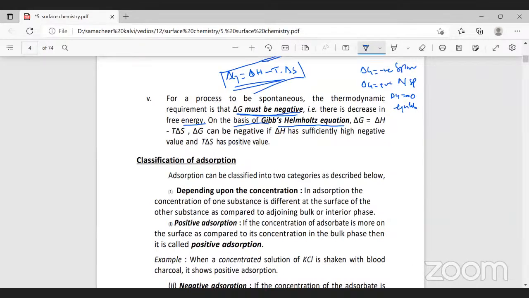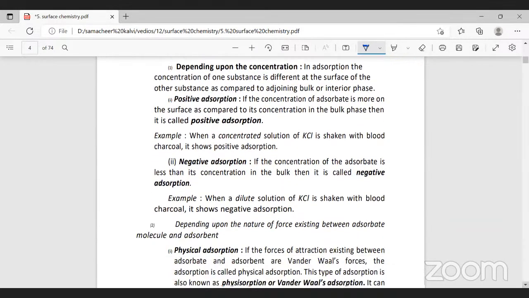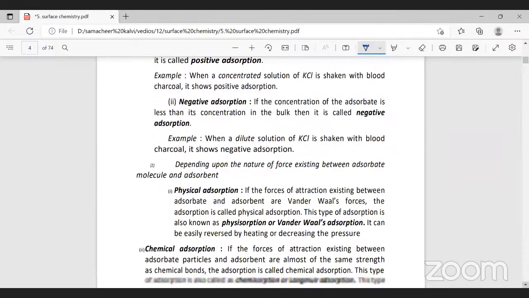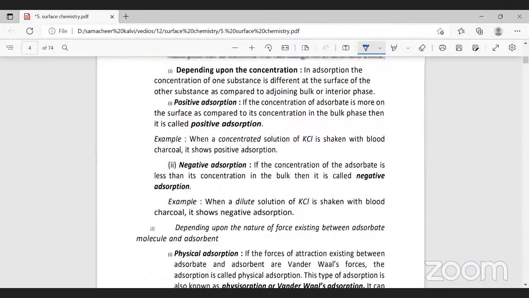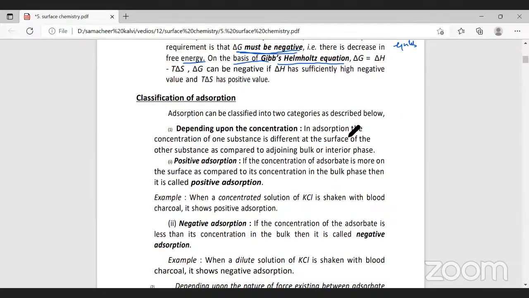Right. Now, classification of adsorption. We have almost finished the classification of adsorption; now we just have to learn the difference. Adsorption can be classified in two categories as described below. The first one depends upon the concentration. In adsorption, the concentration of one substance is different at the surface of the other substance as compared to the adjoining bulk or interior phase. Positive adsorption.